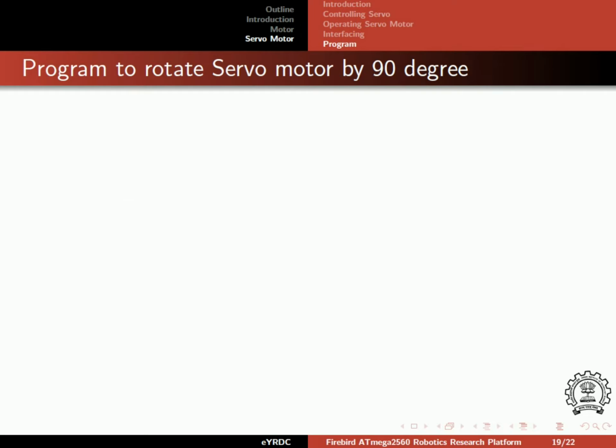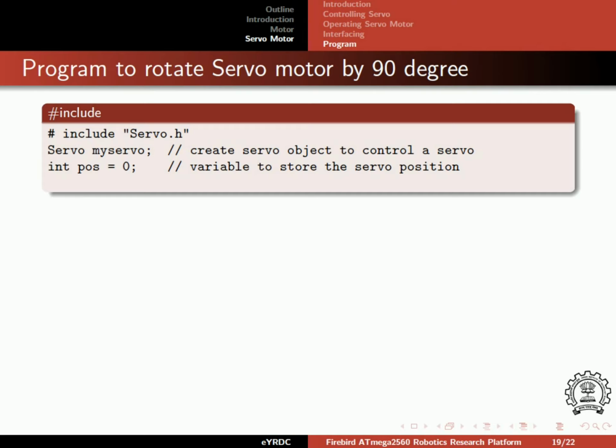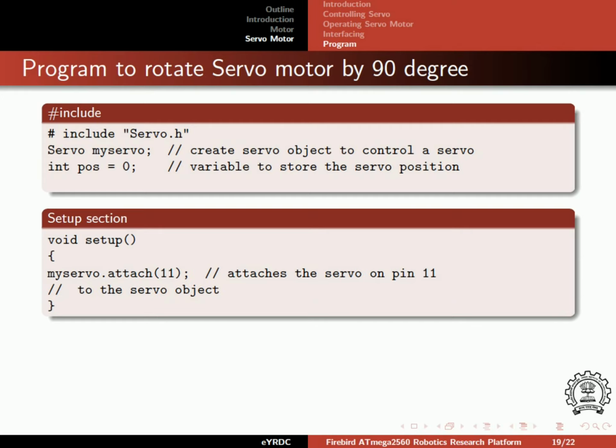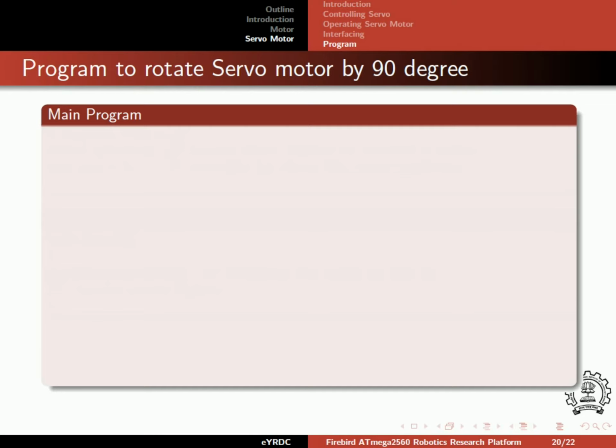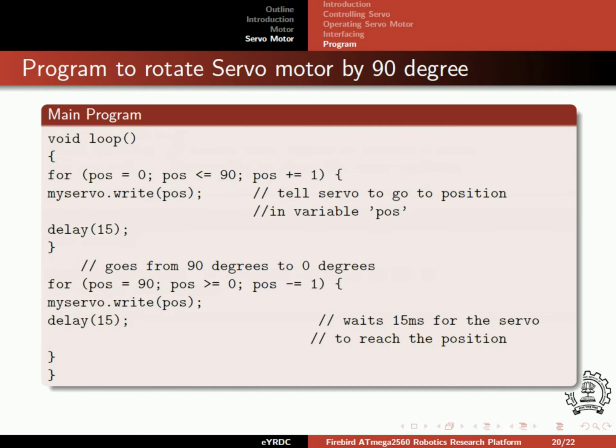Now let us see the Arduino sketch to rotate the servo motor by 90 degree. It begins with including servo.h Arduino library used to control the servo motor. myServo is an object of type servo. Now we define a variable POS which defines the position of a servo and initialize to 0. Looking in the setup section, myServo.attach function with parameter 11 is used to attach the servo variable to pin number 11. Main program. In this section, we will write program to rotate servo motor.